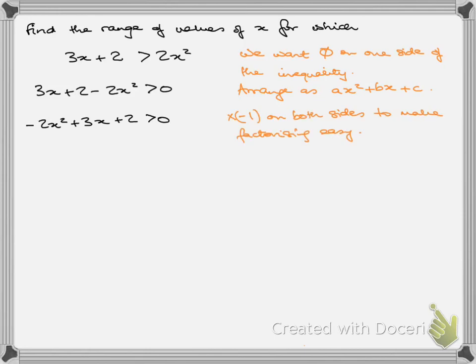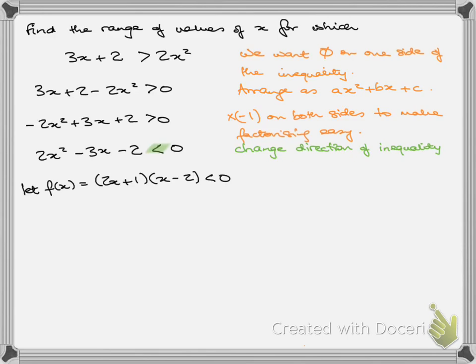But also, why don't we multiply by negative 1 on both sides to just make factorizing a bit easier? So we have 2x squared minus 3x minus 2 is less than 0. Remember to change the direction of the inequality. Remember, respect the negative sign. Be careful. So we can now say let f of x equal (2x plus 1)(x minus 2) is less than 0.